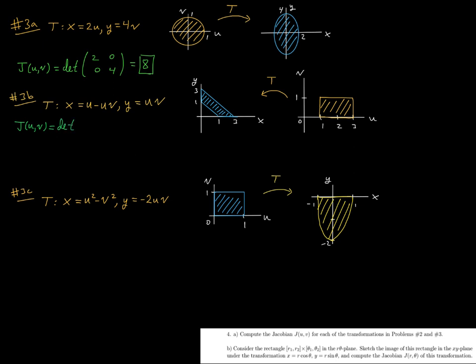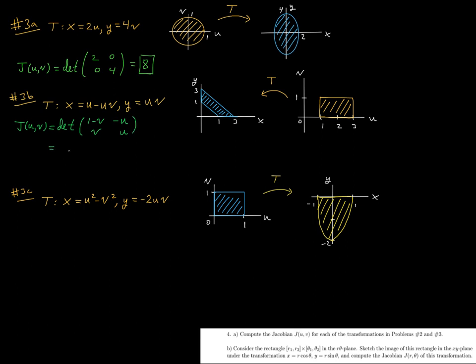We go ahead and take the u derivative of x. That's going to give us 1 minus v. Then take the v derivative of x, and that's going to give us minus u. Then take the u derivative of y, and that's going to be v. And then take the v derivative of y, and that's going to give us u.